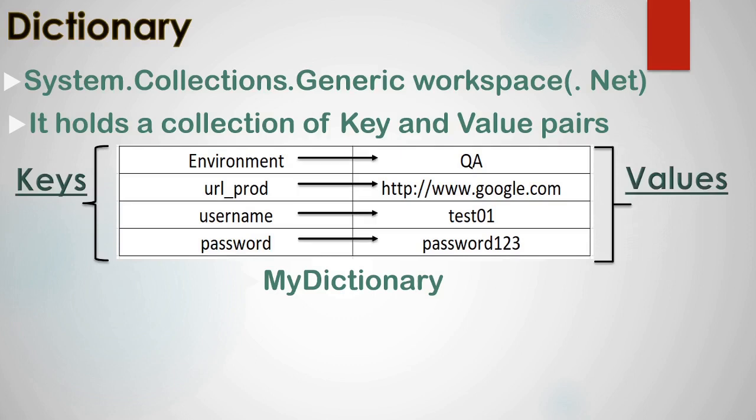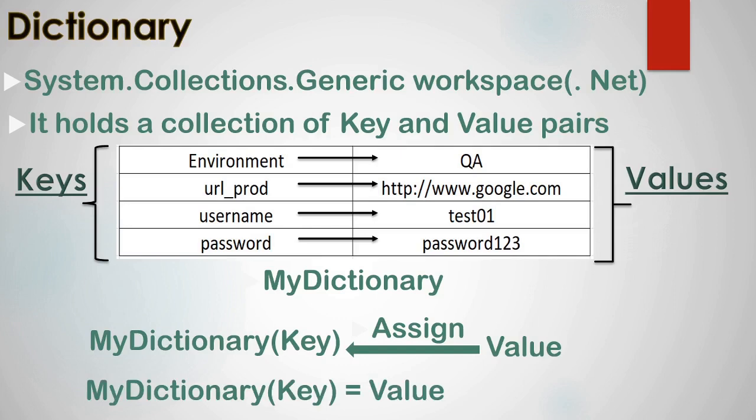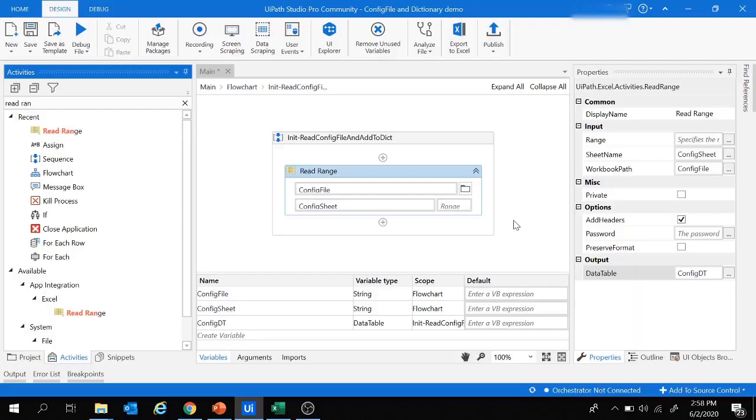So how can we achieve this in UiPath? So we are going to pick up a value from this section and assign it to my dictionary variable along with a corresponding key from this section. And when we do so, the variable my dictionary with a key will provide us the value. So let's see how we can do this in UiPath. We'll move to UiPath again.